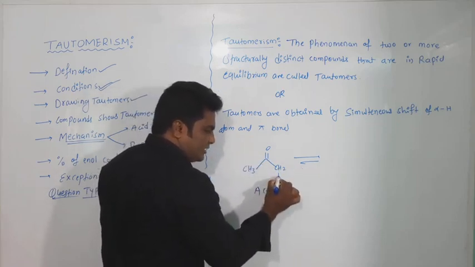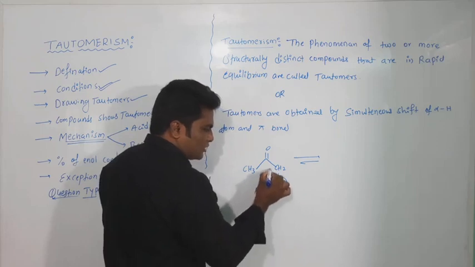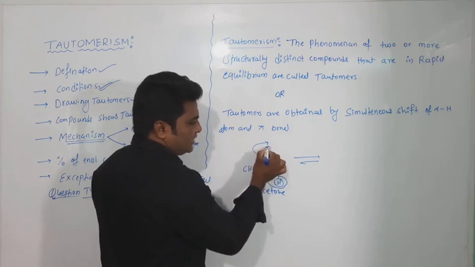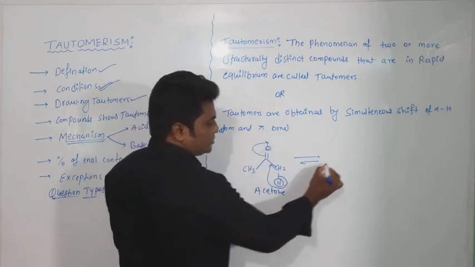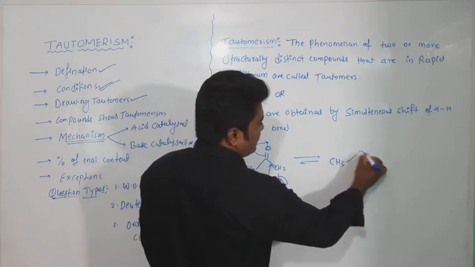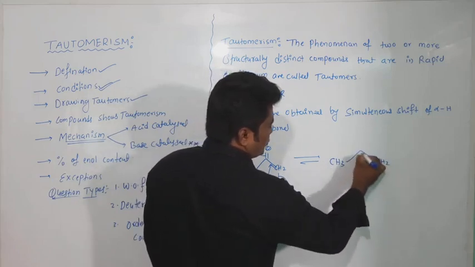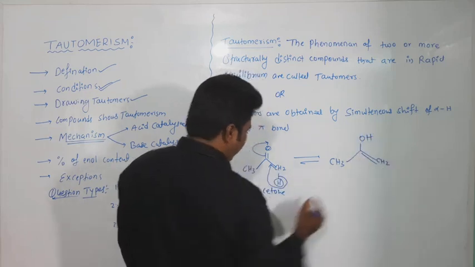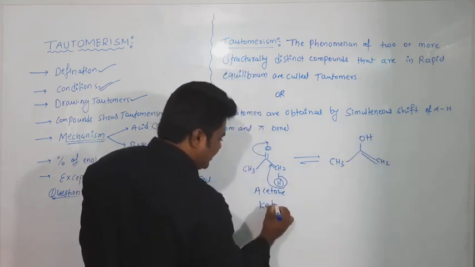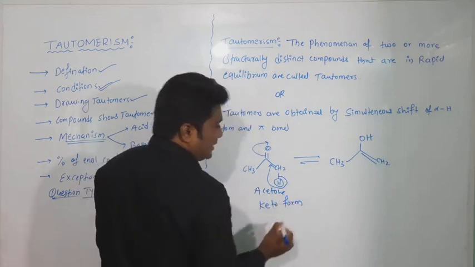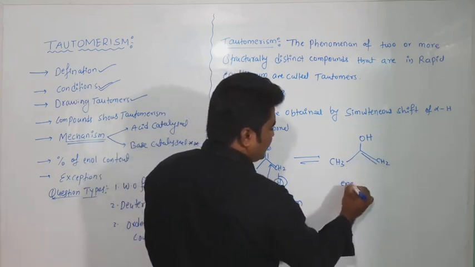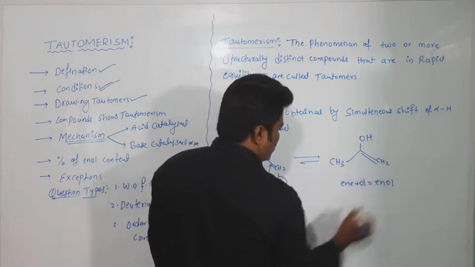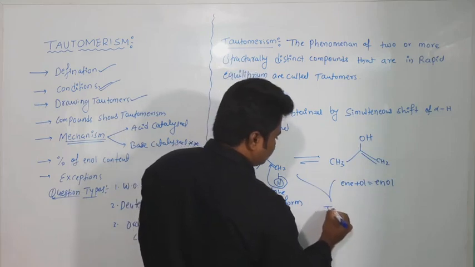So now it is very simple. This hydrogen undergoes resonance with this carbonyl group. Now this oxygen will get the negative charge, and that negative charge will take this hydrogen. Now you are getting CH3, then CH2 with a double bond, and OH. This is called the keto form, and this, with a double bond, ene, and OH, ol, is called enol. These two are called tautomers.